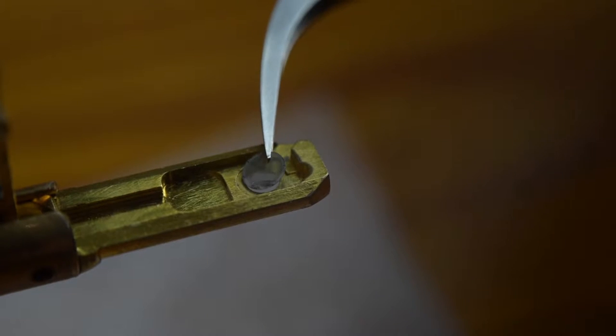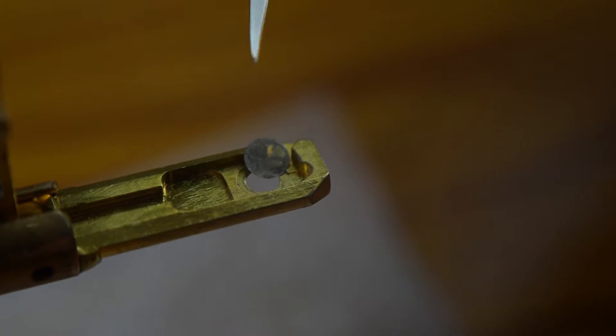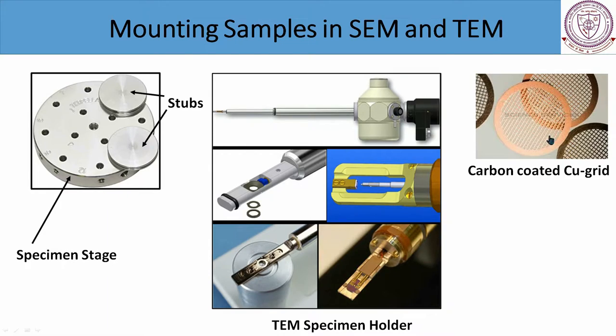I must tell all of you that this carbon coated grid, you can place this specimen here and you can put it here also. And the same thing can be placed here in the specimen holder of transmission electron microscope that I am going to discuss in the second part of this module on electron microscopy. So please note that this is how the holder looks like for transmission electron microscope. This is how the specimen stage looks like.